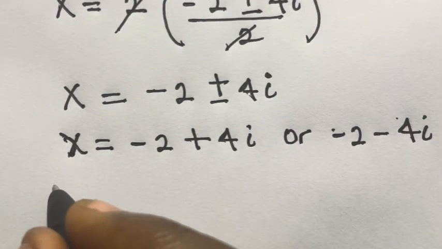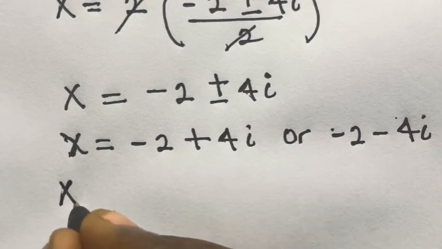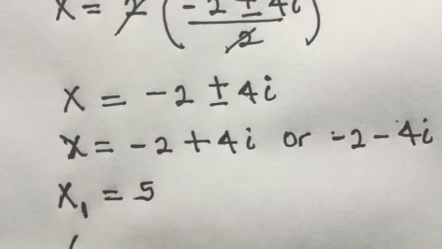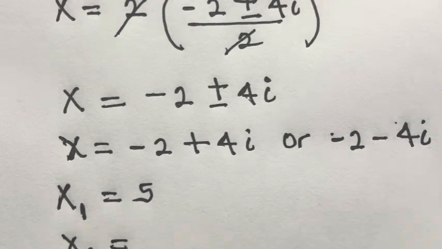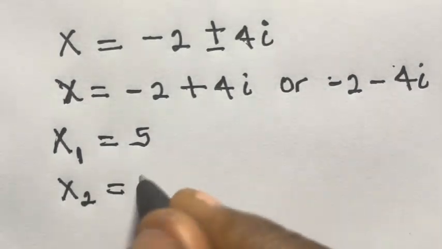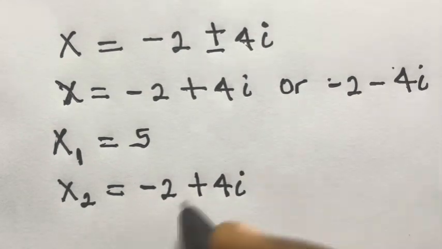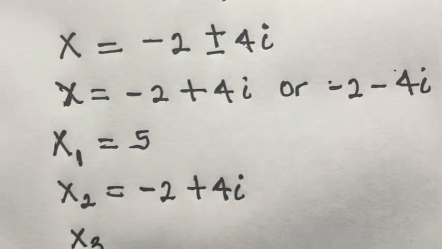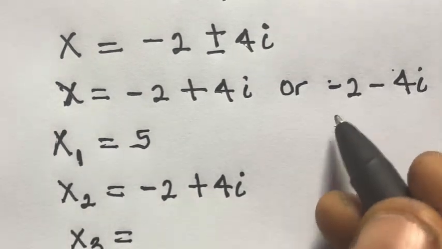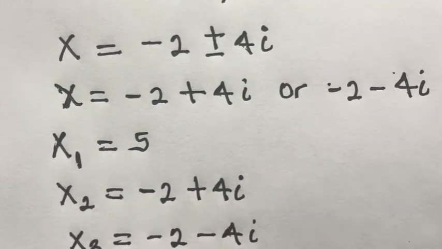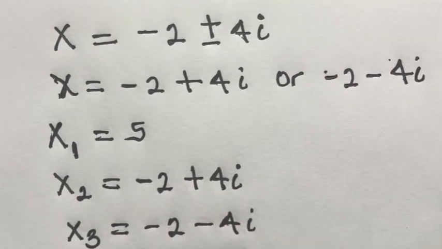The first one says that x equals 5. Let's name this one x1. And x2 says we have x to be minus 2 plus 4i, and the third one, let's say x3, gives us minus 2 minus 4i. So these are the values of x.